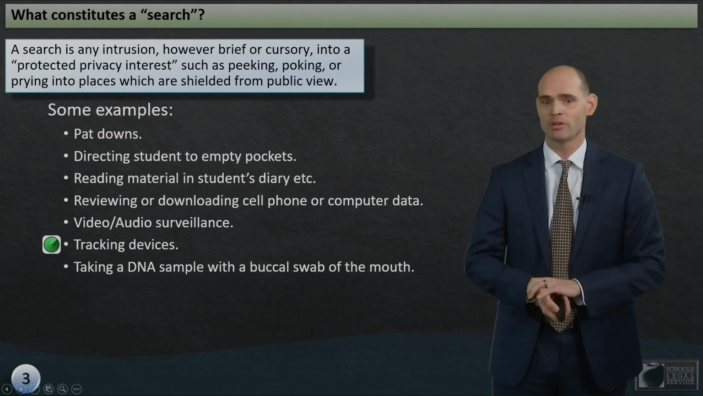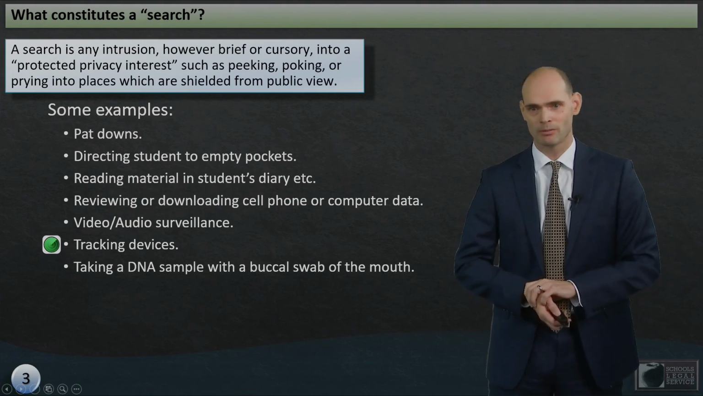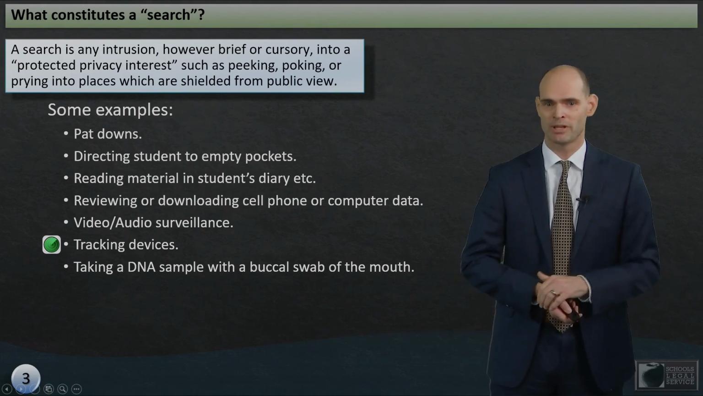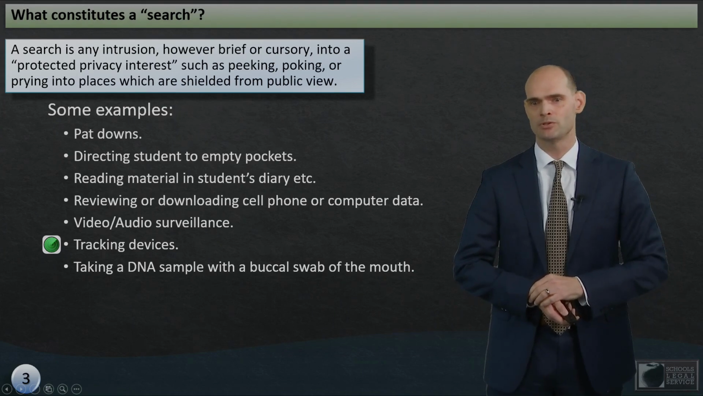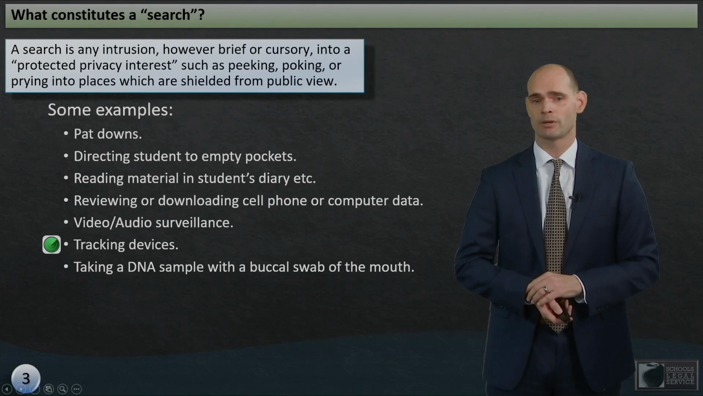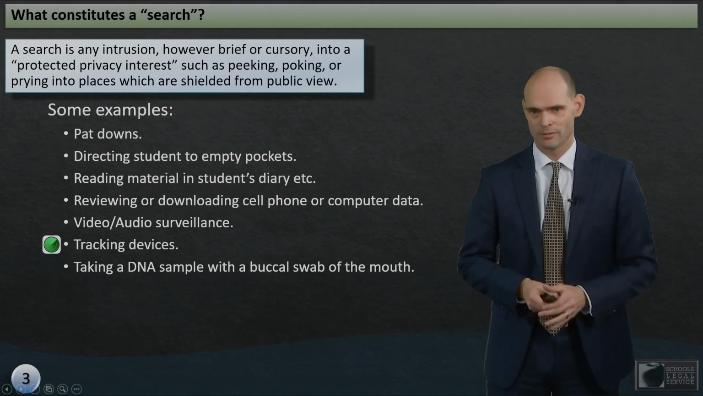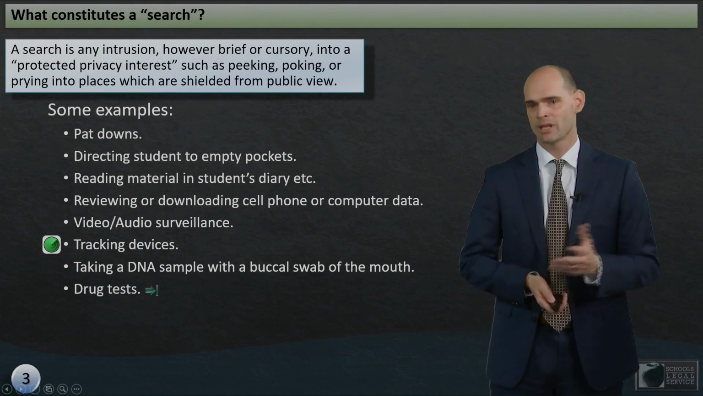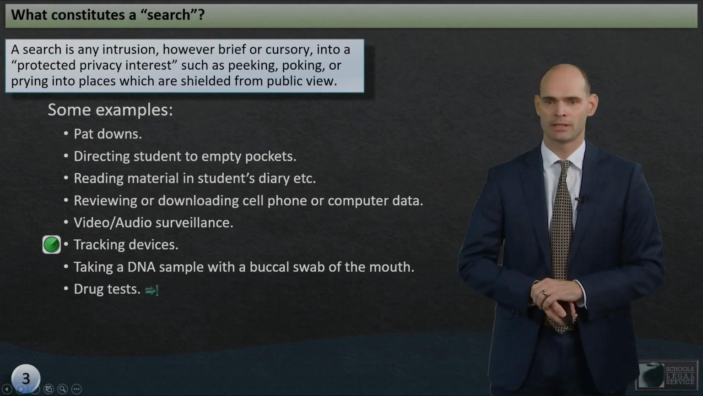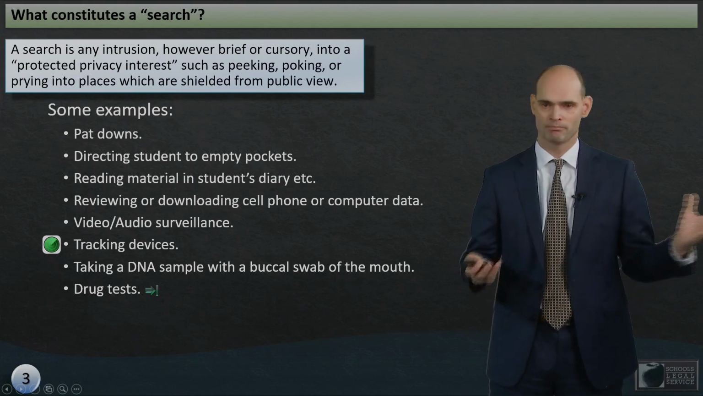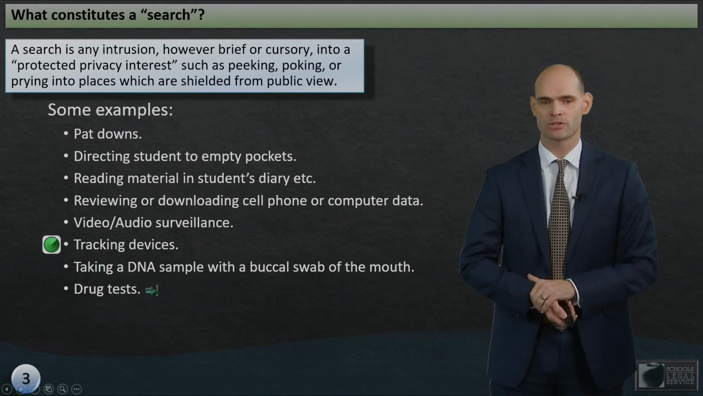Taking a DNA sample with a buccal swab from the mouth probably is something that's going to happen most frequently from law enforcement, hopefully not district administrators. But I throw that in there because you do have to be cautious of W&I 625.4, which places severe limitations on the ability to collect DNA samples from minors. And then drug tests, which we see in the case law occasionally with respect to athletes and then some schools where there's a serious safety concern or risk.